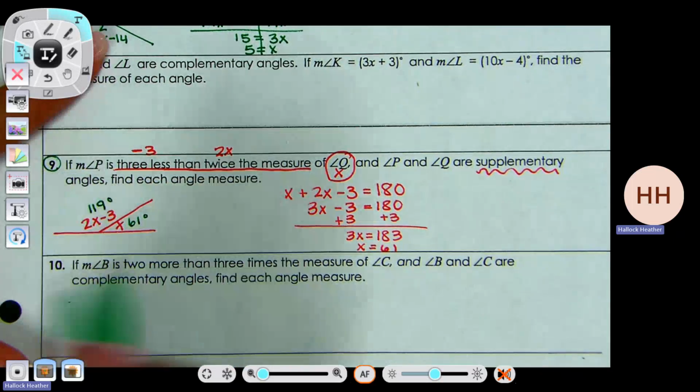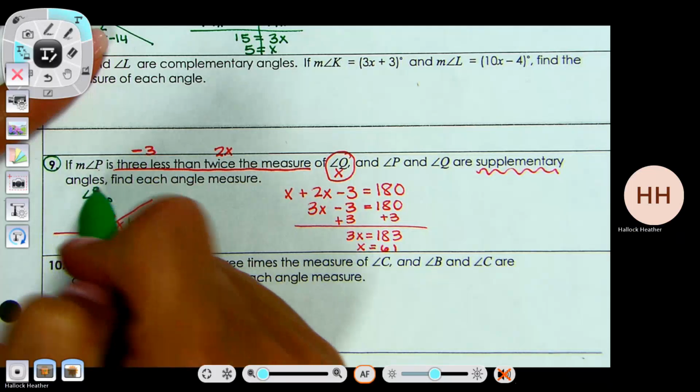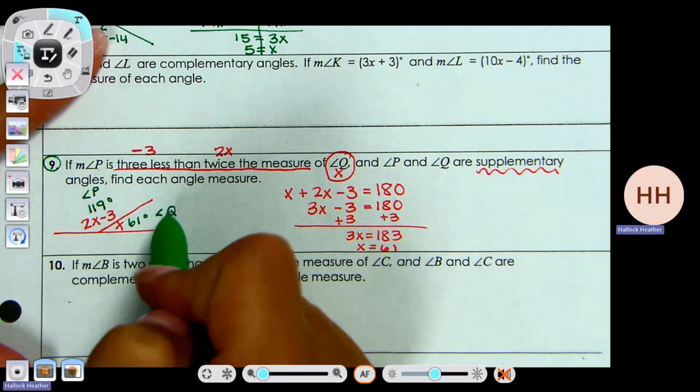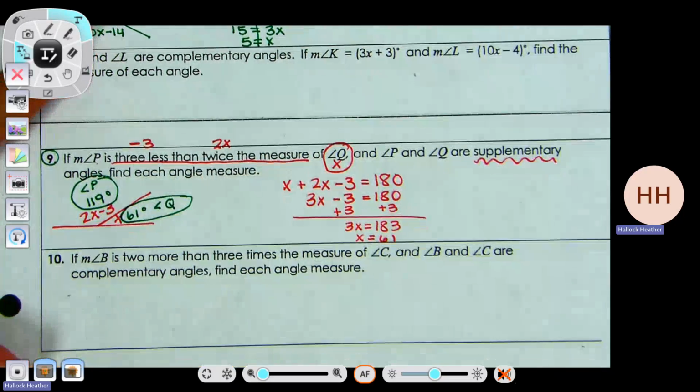So this one's angle P because it says P is 3 less than twice that amount. So this is angle P. This is angle Q. Angle Q is just X. Angle P is double it, minus 3. So P is the bigger one. So they want each measure, so I do have to plug it back in.